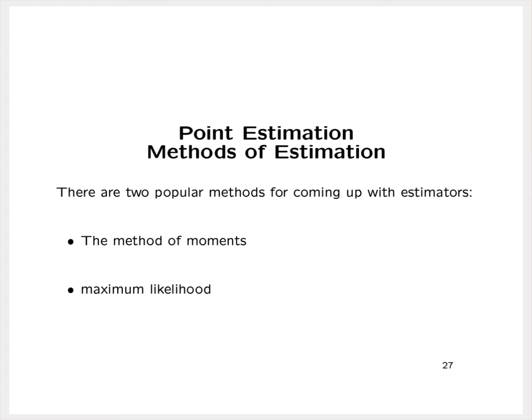Now, there are two popular methods for coming up with point estimators. The first is method of moments, and the second is maximum likelihood. Now, you probably have heard of the second, maximum likelihood. If you've heard of maximum likelihood estimation, or MLEs, then you have heard of maximum likelihood, but you may not have heard of method of moments.